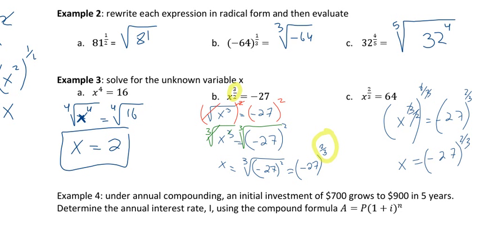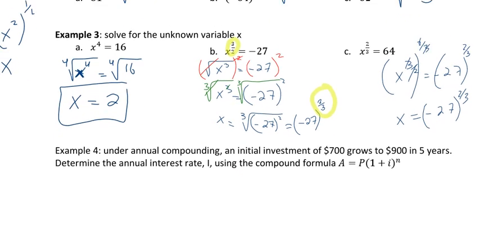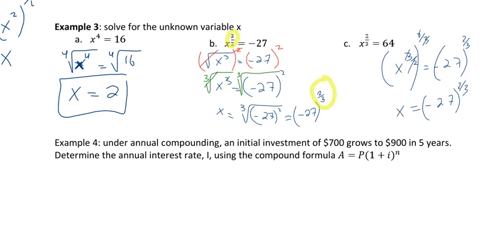Okay? Now, is it wrong to do it step by step? No, it's not. Okay? As long as you know what you're doing and you don't mess up in the middle. So what's negative 27 to the power of 2 over 3? Is it negative? It's going to be positive, no? What is it?